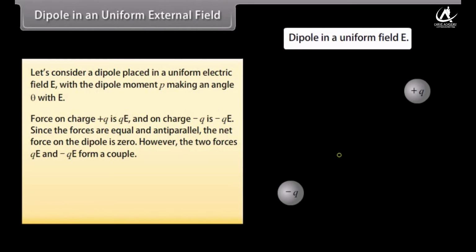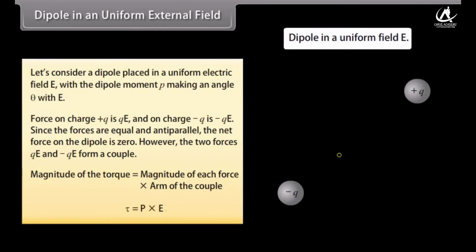However, the two forces QE and minus QE form a couple. Magnitude of the torque is equal to magnitude of each force into arm of the couple. This equation can be written as tau is equal to the cross product of P and E.